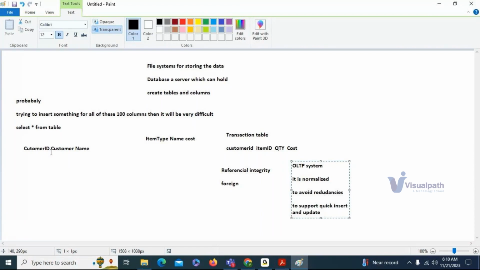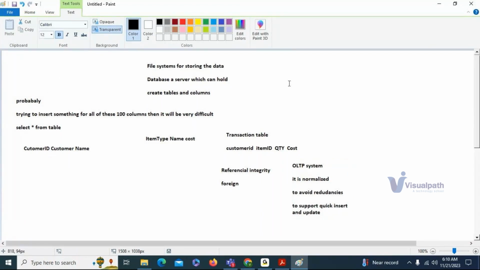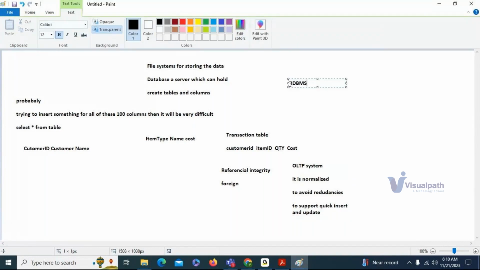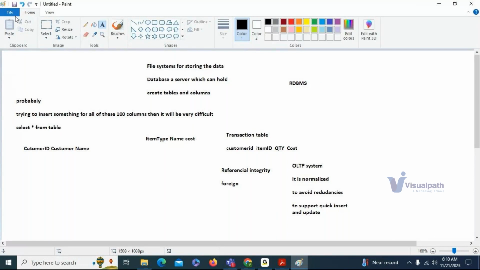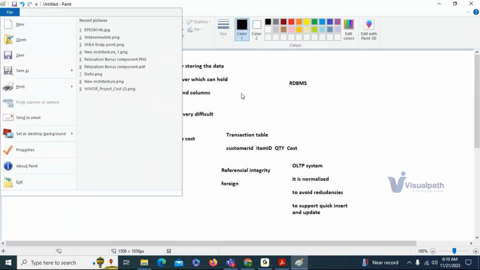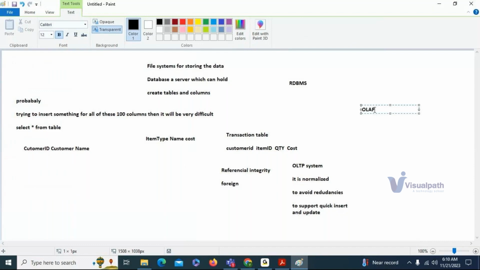So that's when they introduced, from DBMS, RDBMS, Relational Database Management System. The one that we are doing right now is an OLAP system. Traditionally, in SQL Server, normalized tables will be used for OLTP. Normalized means you are going to split the tables to the biggest extent possible to avoid redundancy and to make insert and update faster.